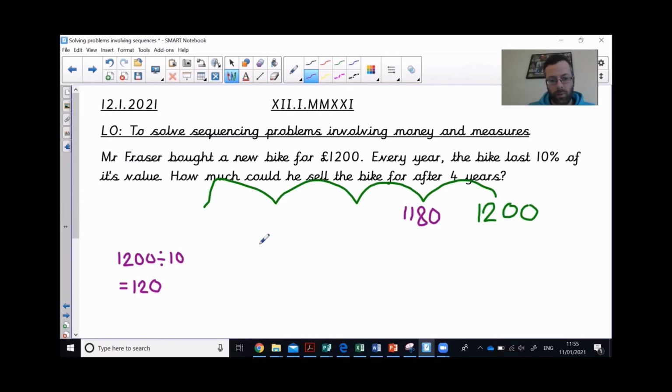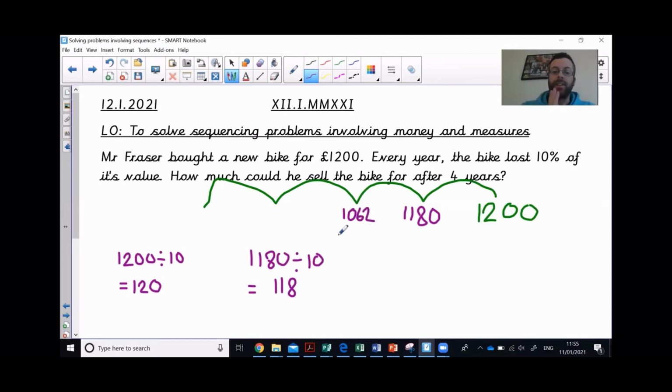So I need to find 10% of 1,180, so I'm dividing that by 10. And that's going to get me to 118. So then I take away 118 from that. So 1,180. Take away 100 will get me to 1,080. Take away another 10 will get me to 1,070. Take away another 8 will get me to 1,062. I think. Yeah, I'm happy with that.